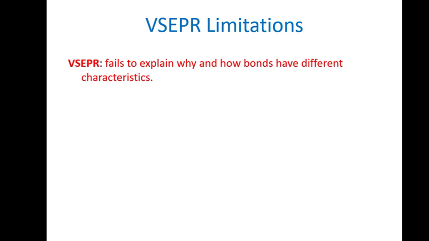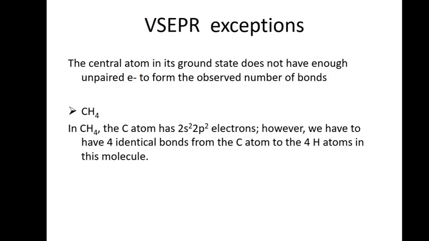Now, limitations of VSEPR. VSEPR works fantastically well, so we're going to use it a lot, but it doesn't tell you why and how bonds are different. What do we mean by that? Say, for example, you have the methane CH4 we were looking at. Well, the carbon forms those bonds with different types of electrons, which are in different orbitals, but the 4 bonds are actually identical, and that's experimental data. VSEPR doesn't have an explanation as to why or how that can happen.